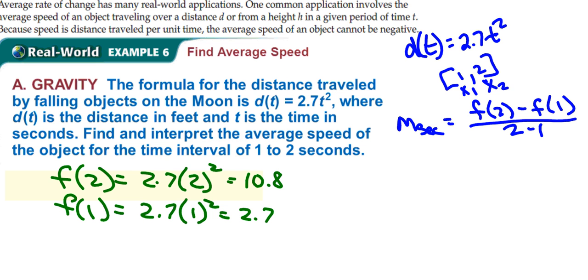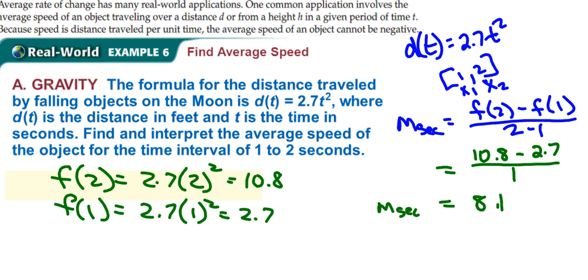So I can make this an easier problem by saying f of 2 is 10.8 minus f of 1, which is 2.7, over 2 minus 1, which is 1. I'll just write it that way, and then I don't even have to do a lot of arithmetic as I go. What is that? 8.1. So our m secant is 8.1. Now we have to interpret what that means. What does that mean?